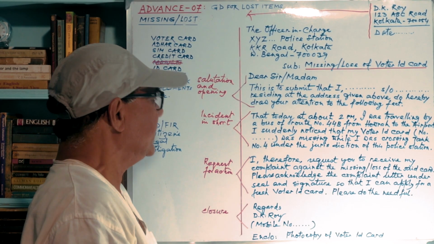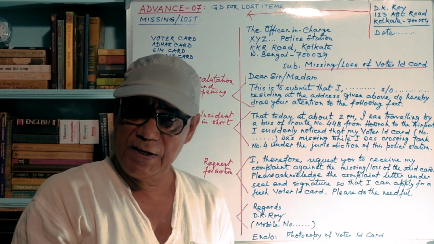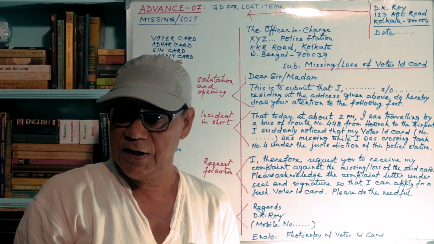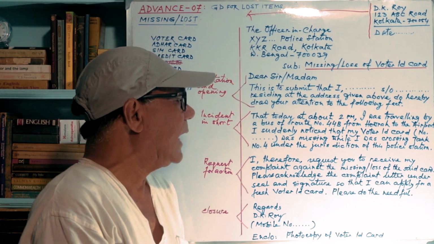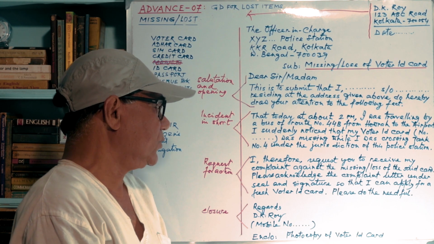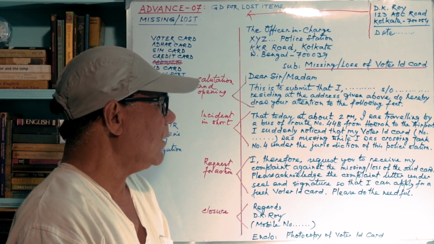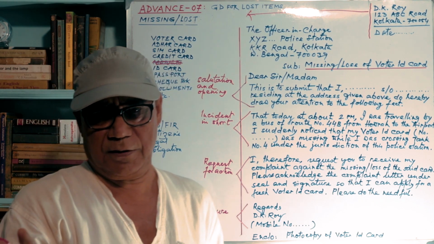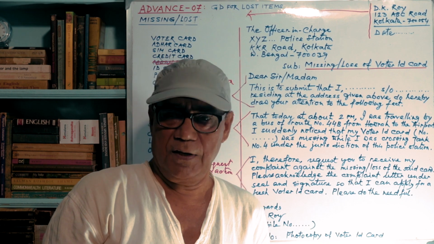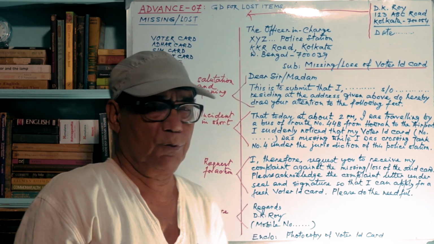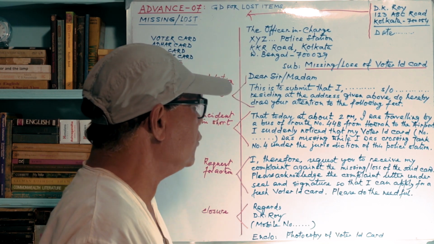What is the fact? That today at about 2 p.m. Today, or if it is yesterday, then write yesterday and write the date also. That today at about 2 p.m. I was traveling by a bus of route number 44B from Howrah to the airport. This is imaginary. You can write the exact number of your bus or train, whatever you are traveling by.